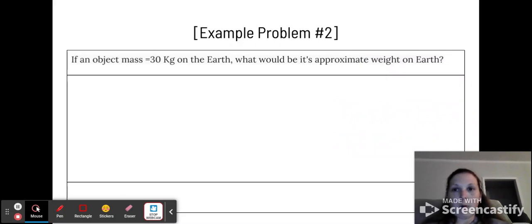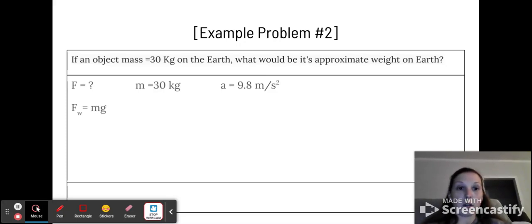So let's look at this example. It says for an object with a mass of 30 kilograms on the Earth, what would be its approximate weight on Earth? So we know it's made up of 30 kilograms. Now we have to look at the effect of gravity on that 30 kilograms. So we know F equals ma. Our m is 30 kilograms. Our a is 9.8 meters per second squared, because that shouldn't change as long as we're looking at Earth's gravitational pull. So we put those together, and we come out with 294 newtons.